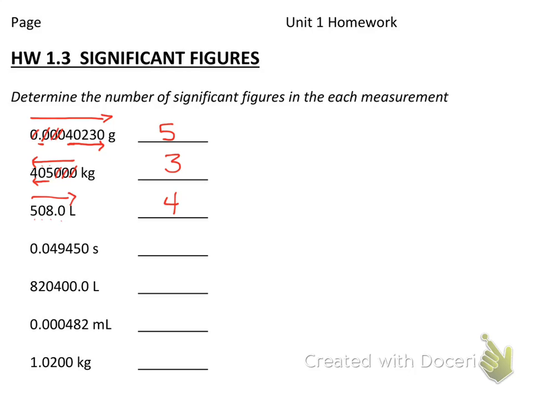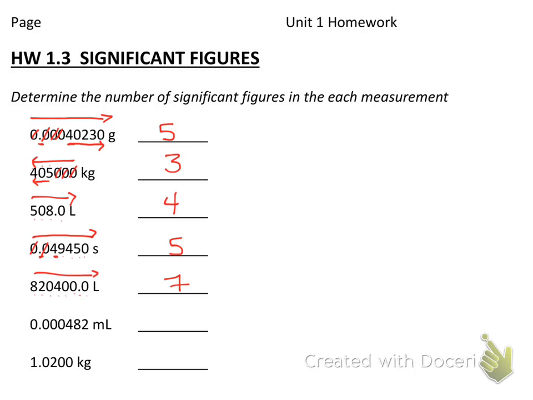Next number, we do have a decimal point present. So again, we're going to be counting from left to right, starting with the first non-zero number, so we don't count these zeros. So our first non-zero number is 4, so we go 1, 2, 3, 4, and 5 significant figures. Next number, we do have a decimal point present again. So again, we're going to go from our left to our right. First non-zero number is the first one, which is 8. So we have 1, 2, 3, 4, 5, 6, 7 significant figures.